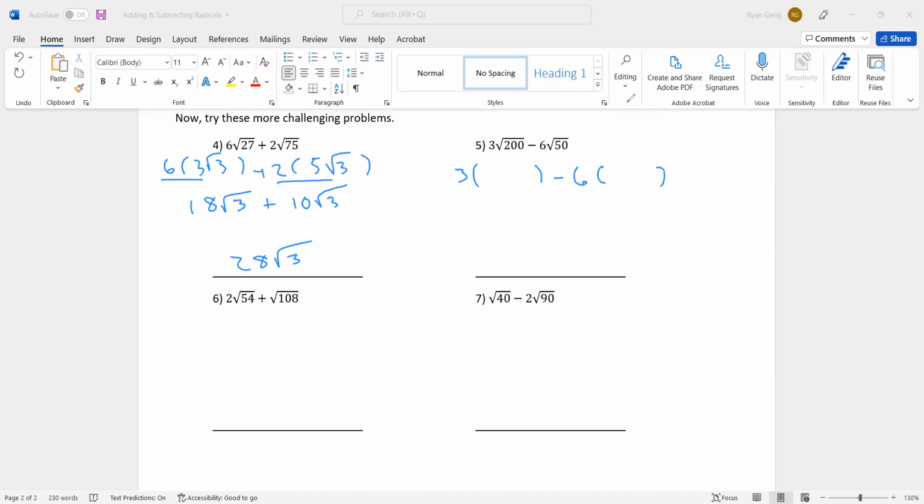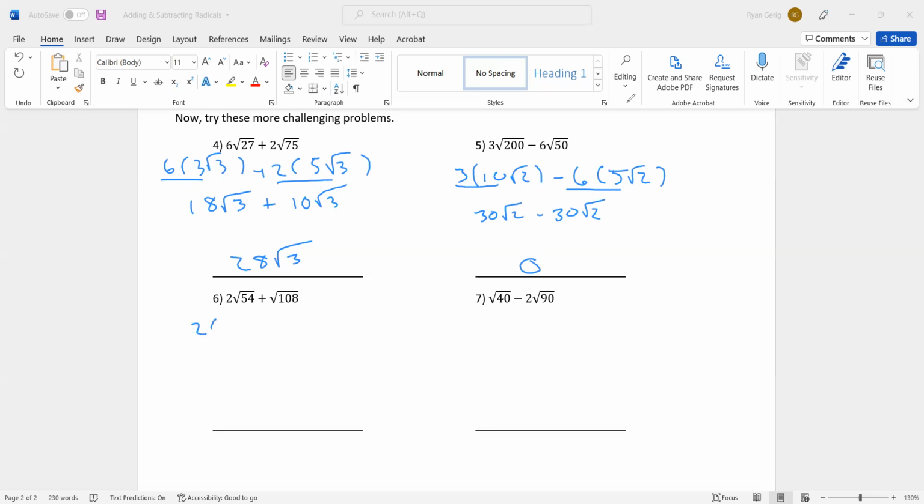So 200 is, let's see, 10 radical 2. 50 is 5 radical 2. Multiply the 3 and the 10, multiply the 6 and the 5, I get 30 radical 2 minus 30 radical 2. Well, 30 radical 2 minus 30 radical 2, everything's gone. You just have 0. You could put 0 radical 2, but 0 times anything is still 0.